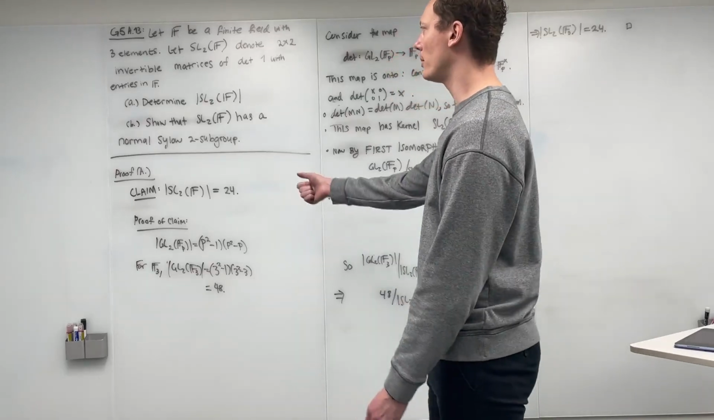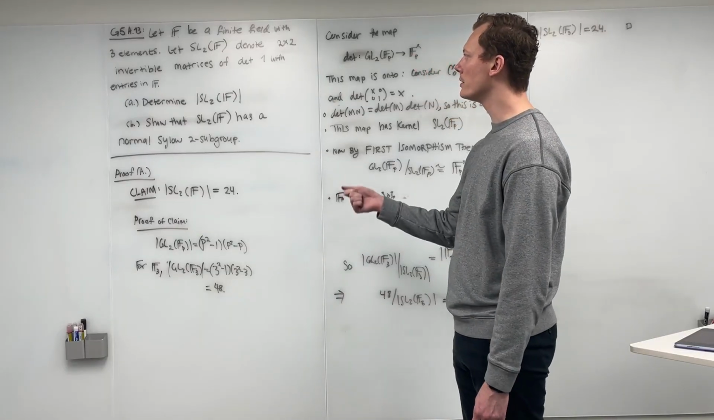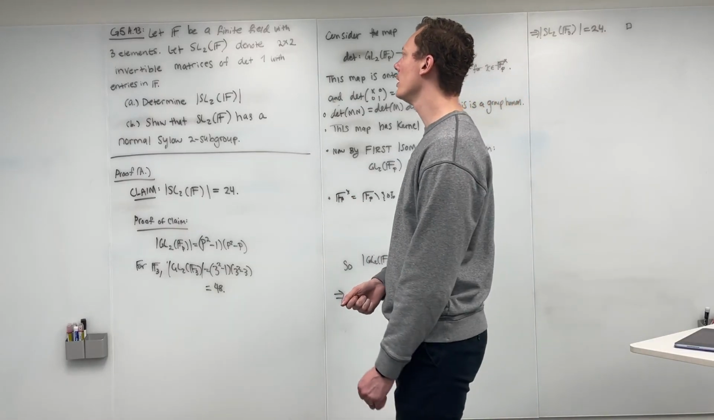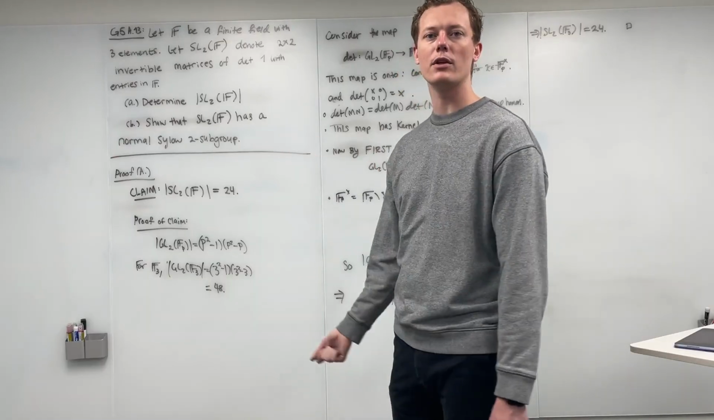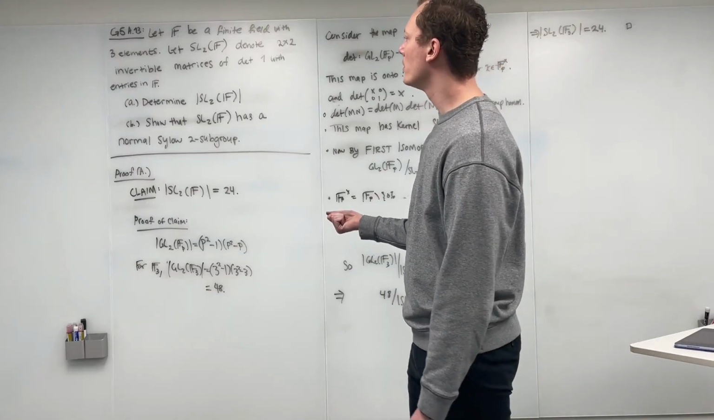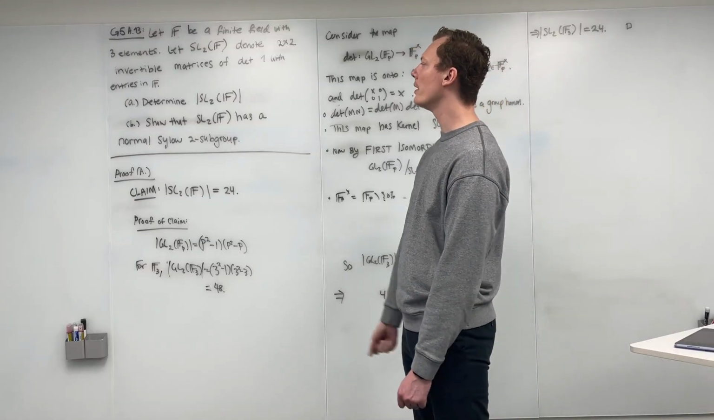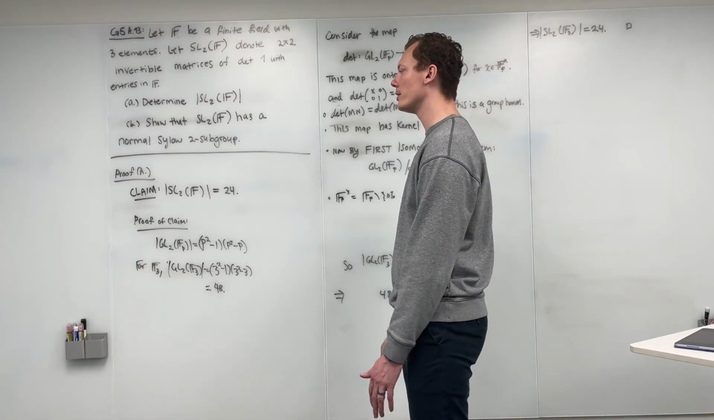Okay, now we're going to talk about group theory problem 5 from the August 2013 qual. This problem says, let F be a finite field with 3 elements, and let SL2F denote the 2 by 2 invertible matrices of determinant 1 with entries in F. Now we want to determine what the size of SL2F is, and next we want to show that SL2F has a normal Sylow 2-subgroup.